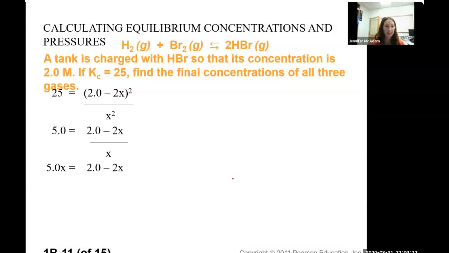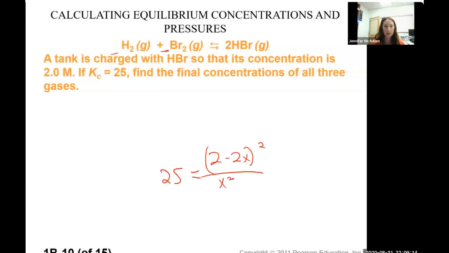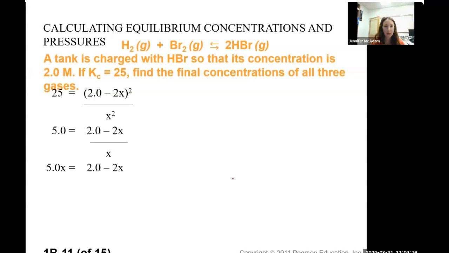So let me show you the shortcut I did on this one. Since they're both squared, I just took the square root of both sides. That was my way of simplifying that math, right? And then you get x is 0.286. But this is not our answer, right? This is our 75% of the way answer. So we have to put this back into our ICE table.